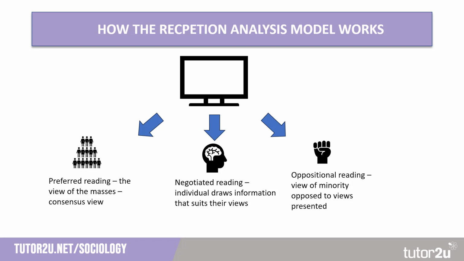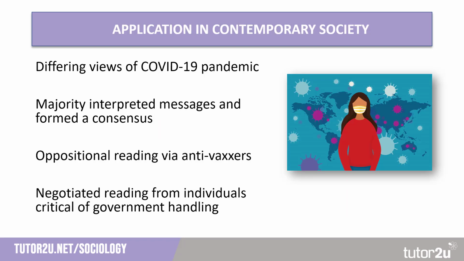Finally, some individuals will weigh up the information they have been presented, viewing it critically and adopting a position that is negotiated reading. The difference between this and the other forms of reading is that individuals may agree with elements of the media source, whilst rejecting others, giving a more balanced and critical reading of the media that has been presented. A contemporary example of this is the way in which individuals reacted to messages transmitted during the COVID-19 pandemic.